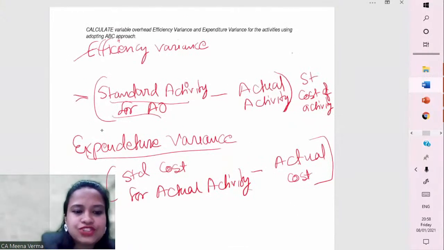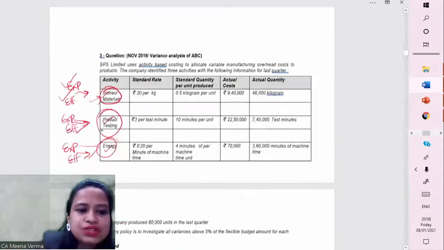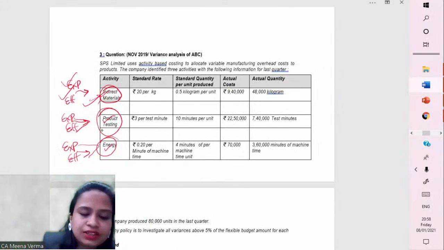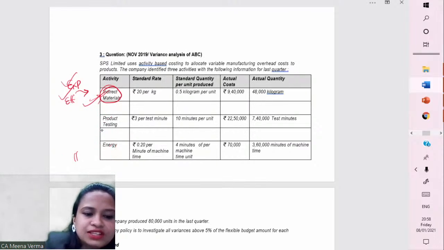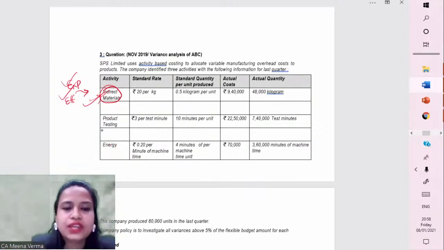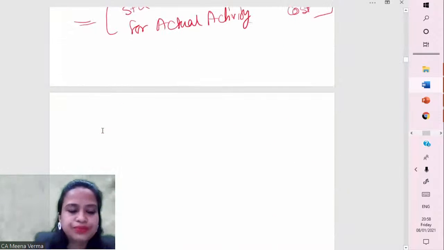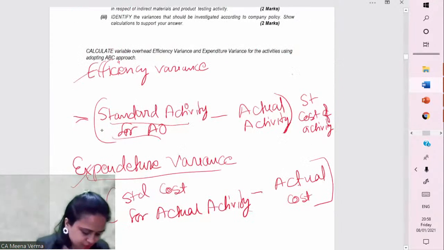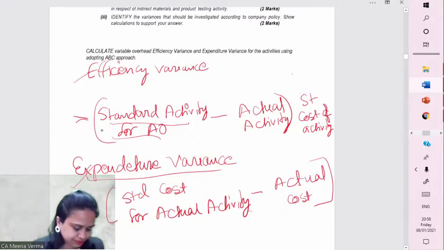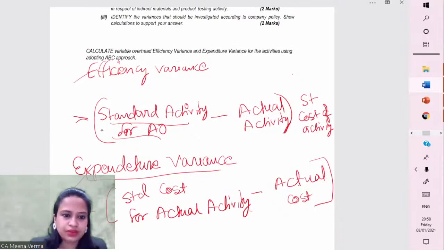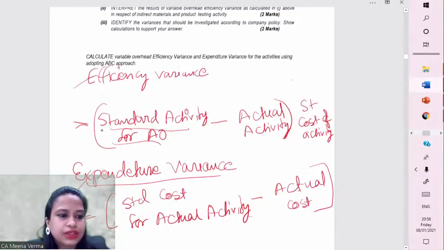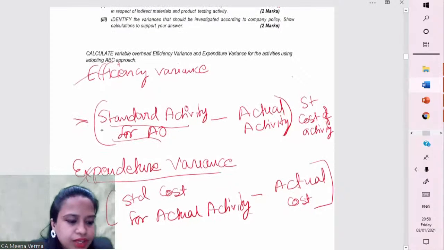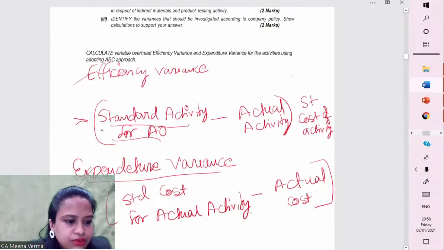We have this formula, efficiency variance and expenditure variance. Let us first do it for indirect material. Let us calculate the expenditure and efficiency variance for indirect material. Can you calculate these two? At least try one question. Let me see if you have any doubt, any question.